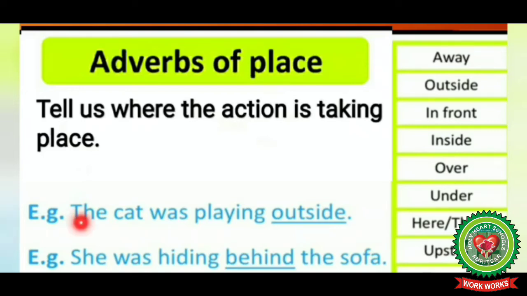For example, the cat was playing outside. Where was the cat playing? Outside. Here the word outside is describing the place where the action takes place. So it's an adverb of place. Next is, she was hiding behind the sofa. Where was she hiding? Behind the sofa. Here the word behind is describing at what place the action takes place. So it's an adverb of place.